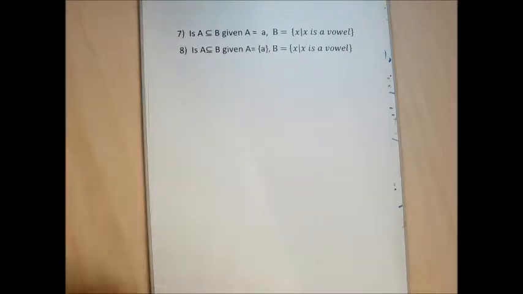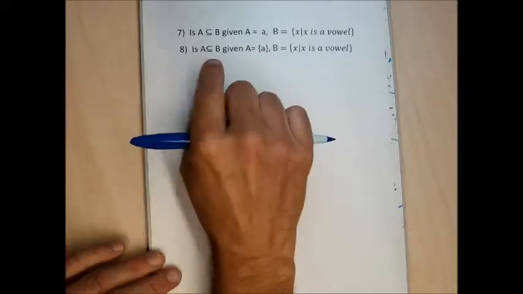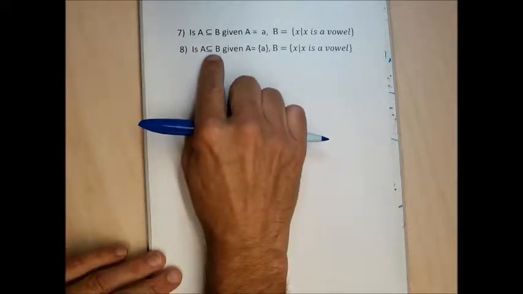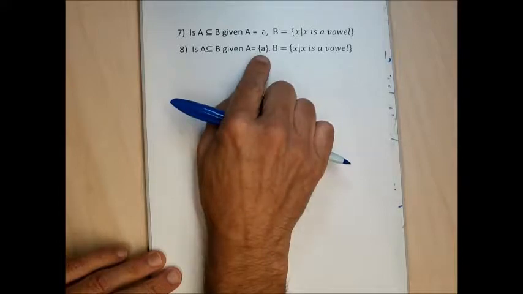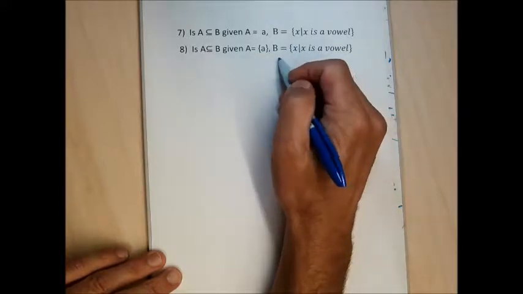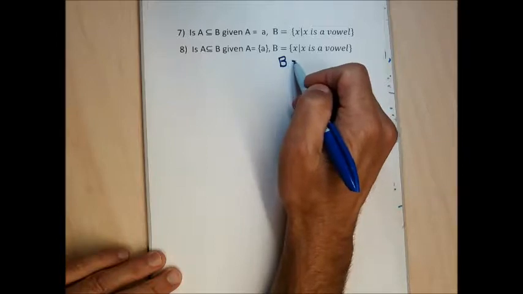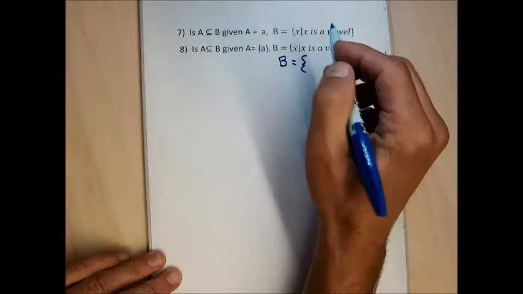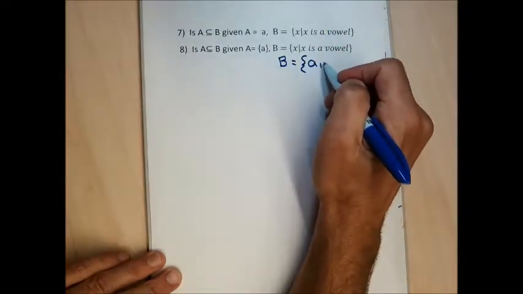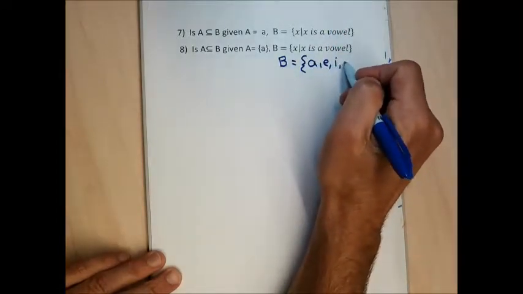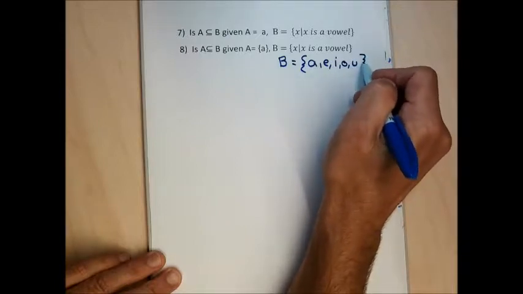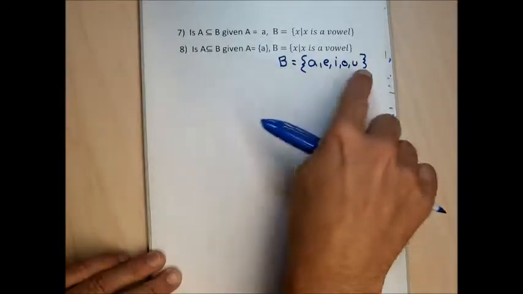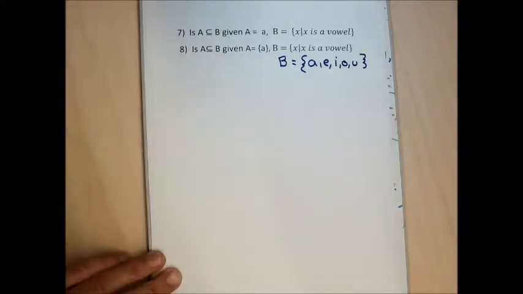Both 7 and 8 are a little bit tricky. I'll let you work on 7. I'll tell you what your answer should be in a bit. For my problem 8, is A a subset of B given A is the set containing the letter A, and B is the set of all X such that X is a vowel? That's written in set builder notation. That doesn't help me. I'm going to rewrite set B in roster form. And set B, I'm going to say it's the set A, E, I, O, and U. I don't usually consider Y a vowel, but I guess I could put it in the set and it wouldn't change the answer to my question.